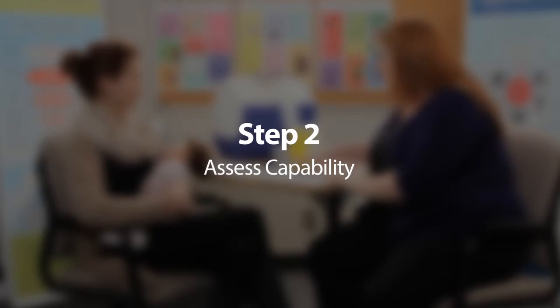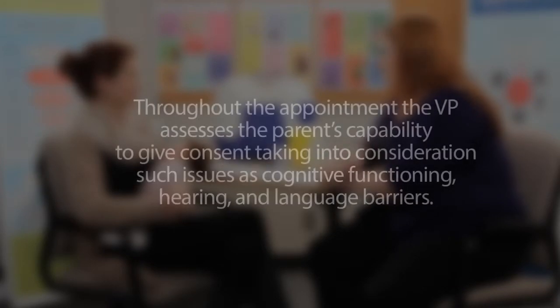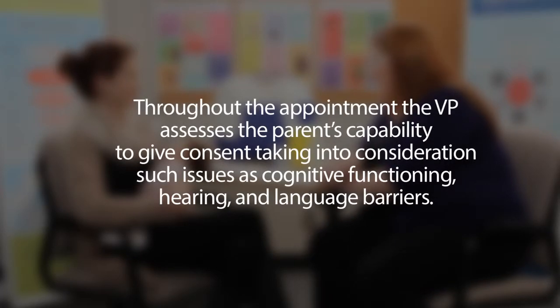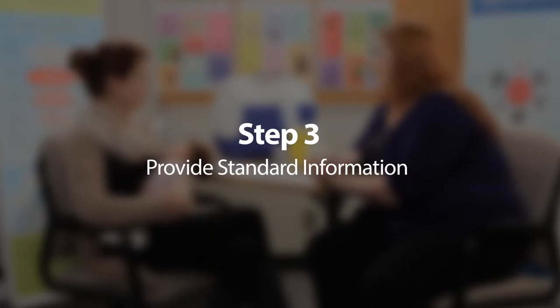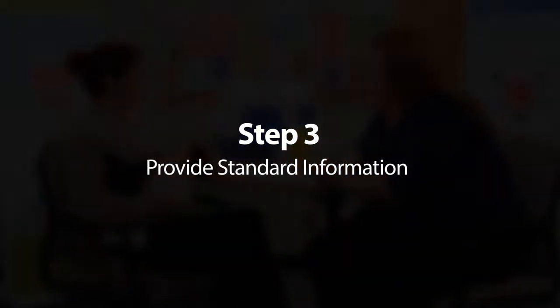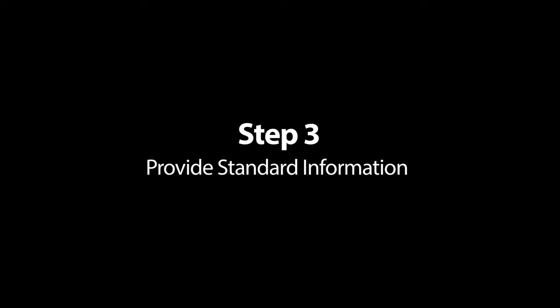Step 2. Assess capability. Throughout the appointment, the vaccine provider assesses the parent's capability to give consent, taking into consideration such issues as cognitive functioning, hearing, and language barriers. Step 3. Provide standard information. Vaccine provider shows parent the health files for diphtheria, pertussis, tetanus, polio, Haemophilus influenza type B, hepatitis B, meningococcal C, pneumococcal 13, and rotavirus.